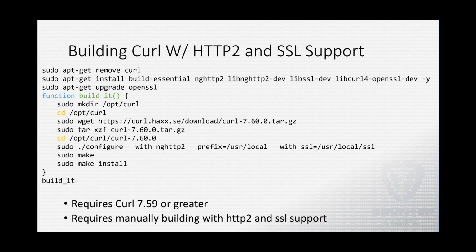So I wanted to quickly give you the commands you need to build Curl with HTTP2 and SSL support, because at least on Ubuntu 16.04, which is what I use, I found that Curl did not have HTTP2 support built in. So I had to remove and then rebuild it myself. These were the commands that I used to accomplish that.